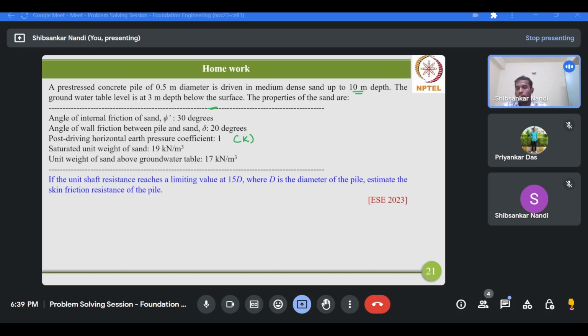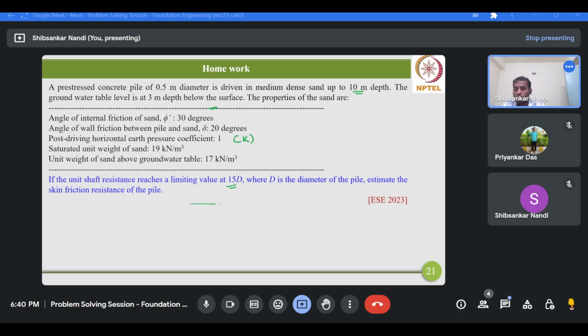Now, if the unit skin resistance reaches the limiting value at 15 times D, where D is the diameter of the pile, estimate the skin friction resistance of the pile. Now, what does it mean by this statement, if the unit skin resistance reaches a limiting value at 15 times D? This statement basically talks about the critical depth concept. Now, what is this critical depth concept?